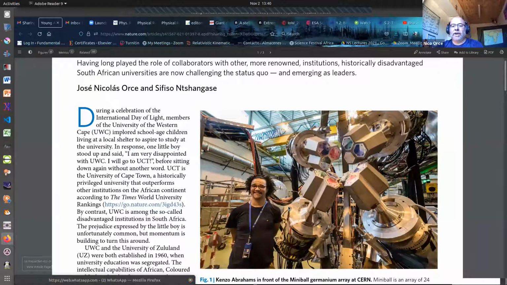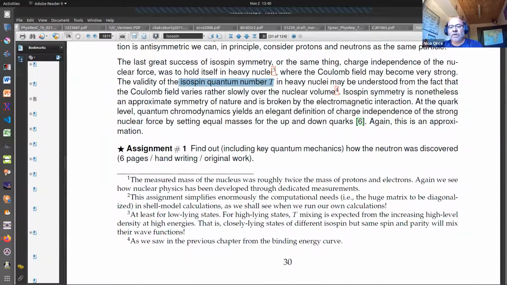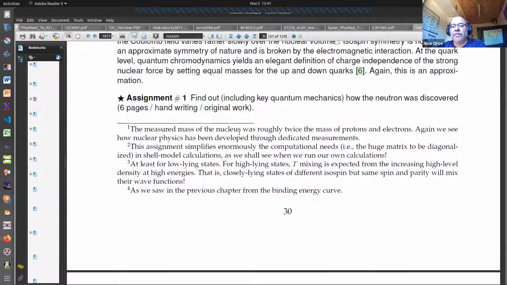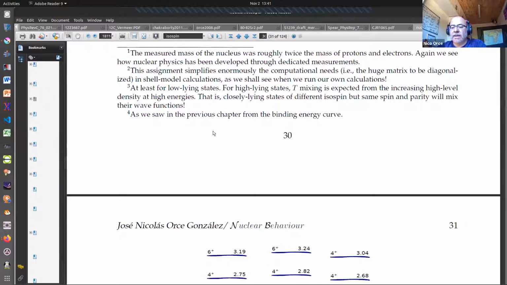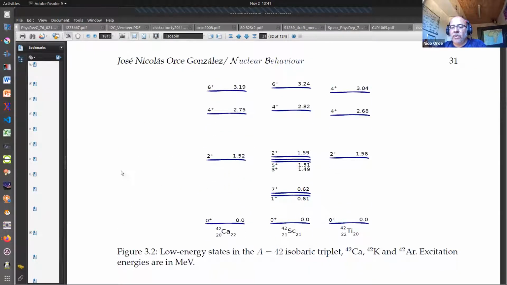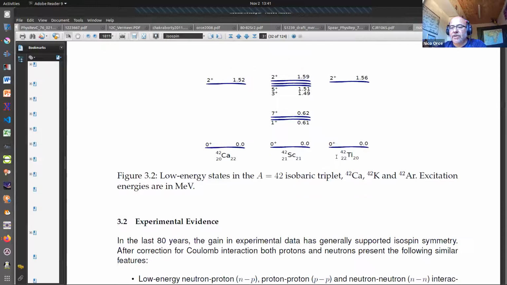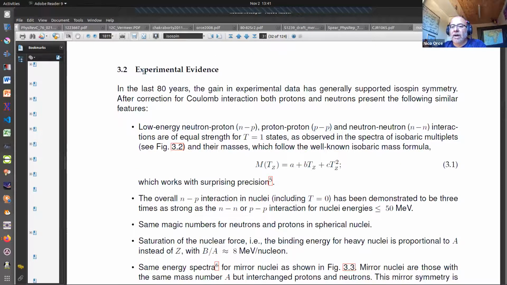And while we open a new page, we're going to see assignment number one. I want you to read through this, how the neutron was discovered. I want you to learn how these things happen. And then we're going to learn a little bit more on this isospin picture. Then you have the experimental evidence for isospin. So you will have that the low energy neutron-proton, proton-proton, and neutron-neutron interactions are of equal strength for these T equal one states. And we're going to learn what is a T equal one state right now.